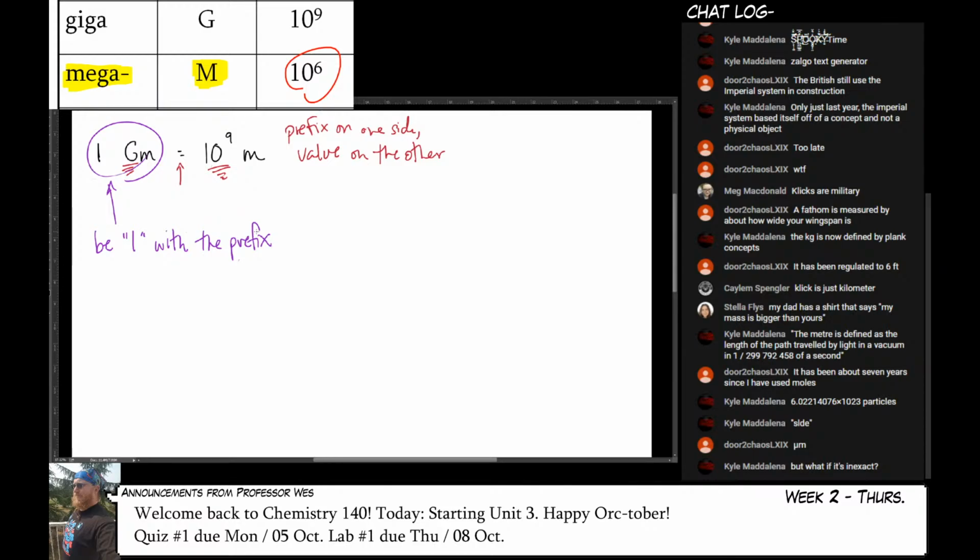Now, what if it's inexact? All of these are exact conversions because they're all counted. All metric to metric conversions are exact.